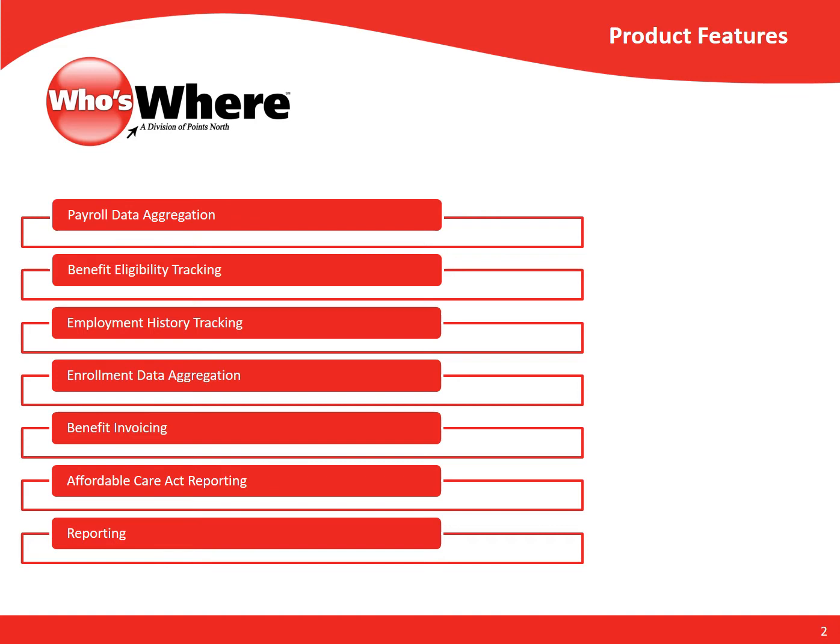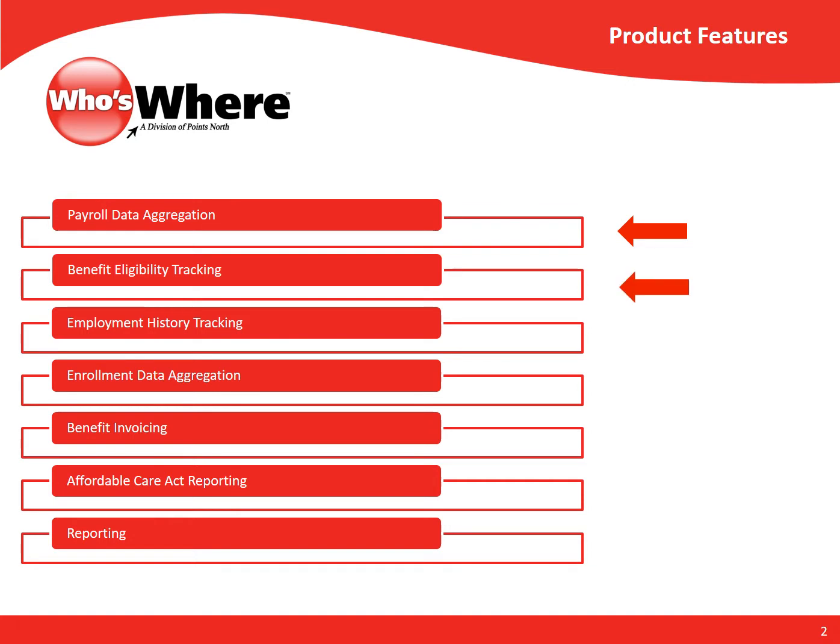One of the most prominent functions of Whoswhere is payroll data aggregation from disparate payroll providers. This provides organizations with multiple locations the ability to aggregate payroll data for purposes such as benefit eligibility tracking, Affordable Care Act tracking, benefit contribution invoicing, and more.